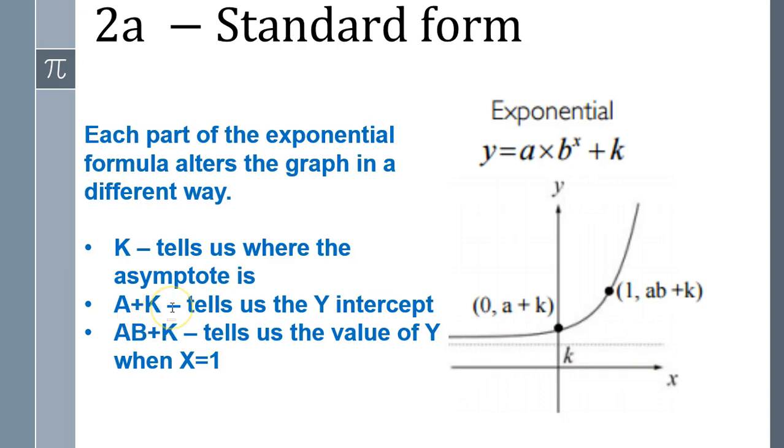Okay, A plus K tells us where the y-intercept is. Same as any other function, the y-intercept is just where the graph intercepts the y-axis. And then AB plus K tells us the value of y when x equals 1. So this just gives us another point that we can really quickly find when we have to graph, and we need those three things: the asymptote, the y-intercept, and one other point. If you find the value of the function when x equals 1, it's often the quickest way to graph an exponential.